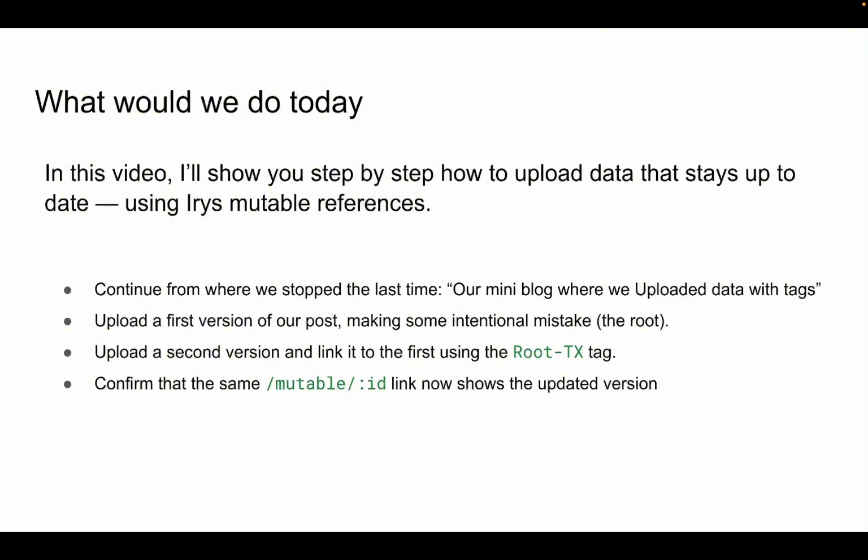So we'll continue from where we stopped the last time in our mini blog where we uploaded data with tags. So we're going to upload a first version of a blog post, making some intentional mistake, the root, and then we'll get the ID and upload a second version and link it to the first version using the root tx tag. And then we'll confirm that the first version of our project has been updated with the second version with the same link. We will have to confirm that that link now shows the updated version. Let's get started.